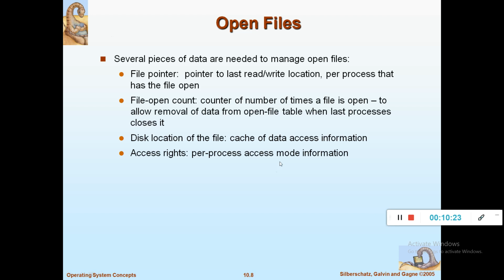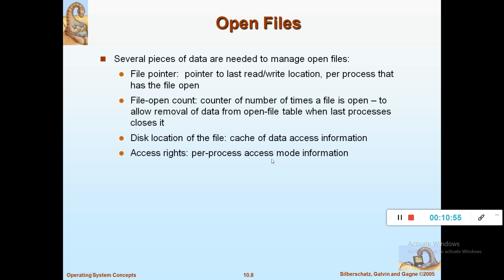So there is a need for a file pointer to the last read/write location, per process that has the file open, and a file open counter of the number of times a file is open, to allow the removal of data from the open file table when the last process closes it. There is also other information like the disk location of the file, a cache of data access information, and access rights per process, that is, access mode information.